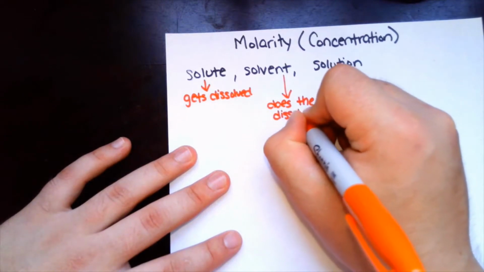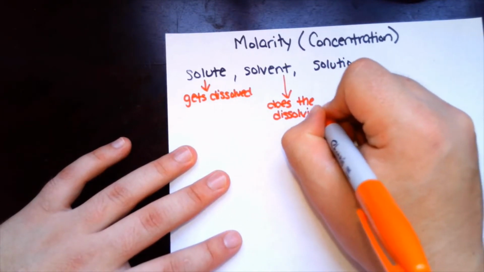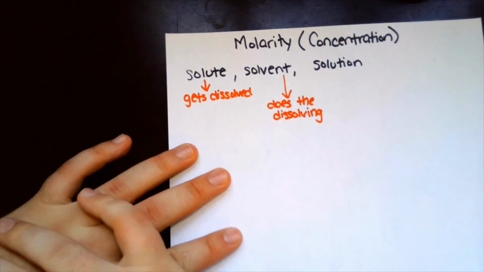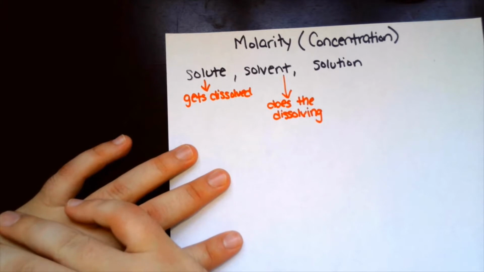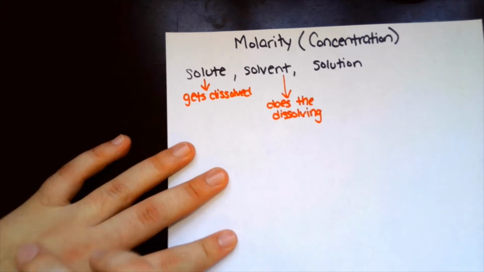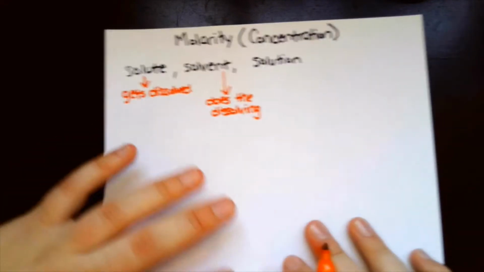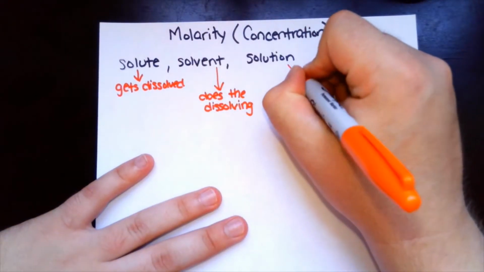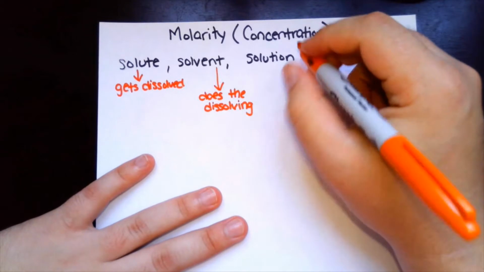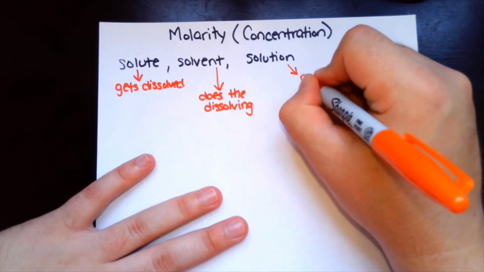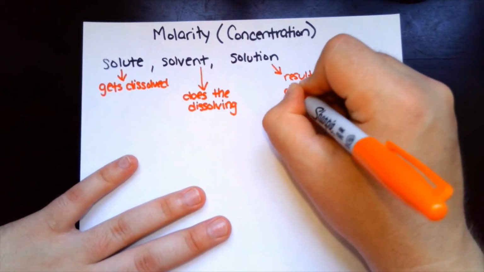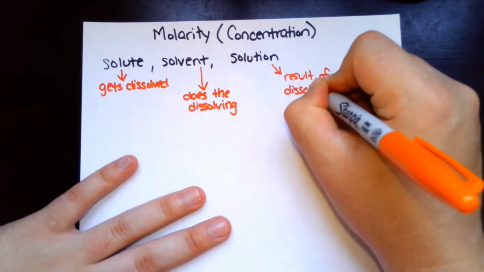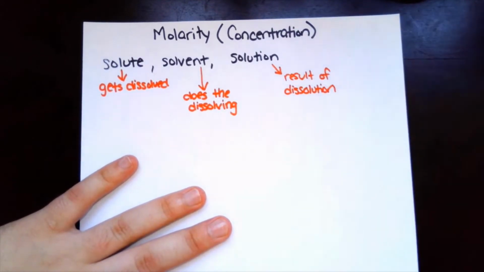And water is going to be by far your most commonly seen solvent. It's not the only thing that could be a solvent. Basically, just about any kind of liquid could be. But the vast majority of examples you'll see in this class are going to be using water. And then solution is just the result of mixing the two. So it's the result of dissolution. So when you dissolve something into something else, you end up with a solution.